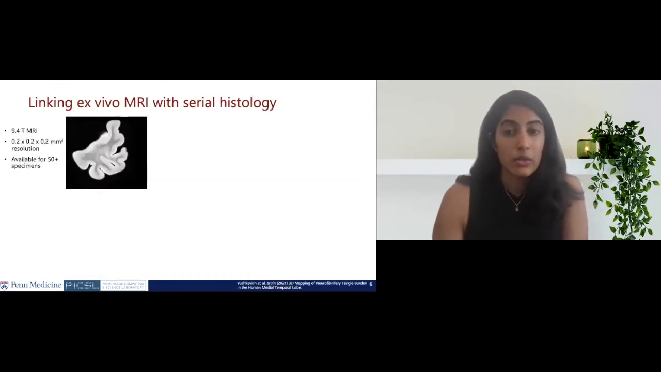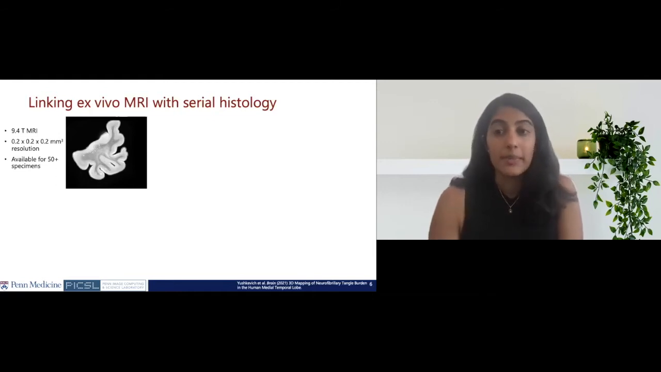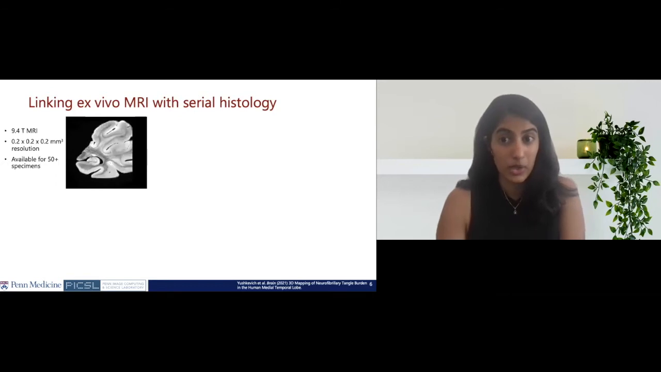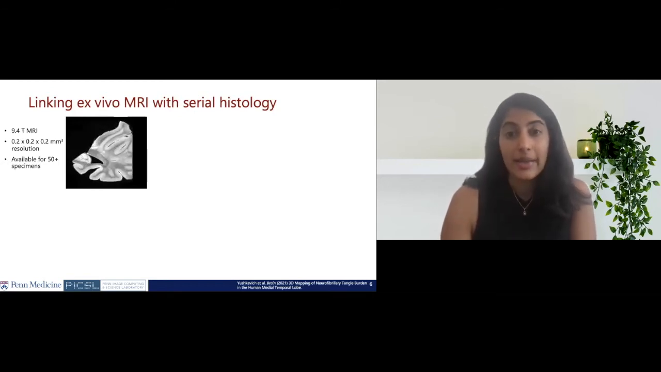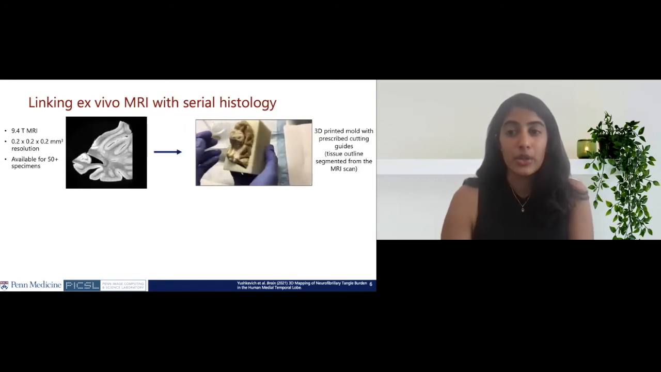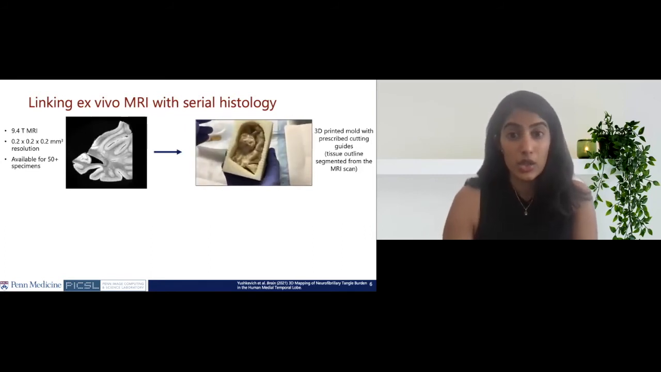This slide provides an overview of our ex vivo imaging pipeline. We are acquiring autopsy specimens from a large number of donors for ex vivo imaging. These specimens are scanned at 9.4 Tesla with a resolution of 200 microns isotropic. Following scanning, we print 3D custom molds for each specimen, which includes prescribed cutting guides for cutting the tissue blocks.